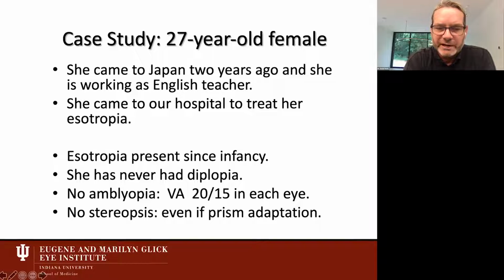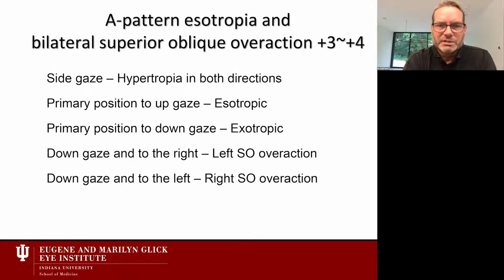But she also has no stereopsis, which is also quite common with congenital esotropia. And that's even when a correcting prism is placed in front of her, she just does not have the ability for stereopsis. And therefore, that's why she probably doesn't have diplopia. It's noted that she has A pattern esotropia with bilateral superior oblique overaction.